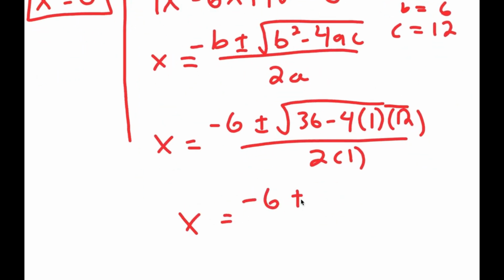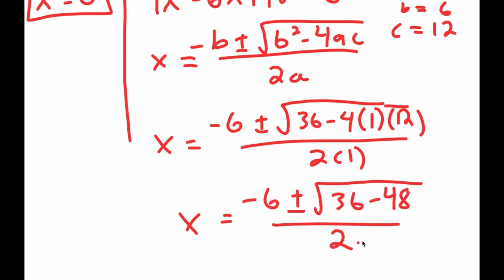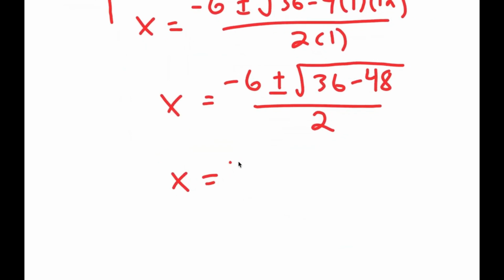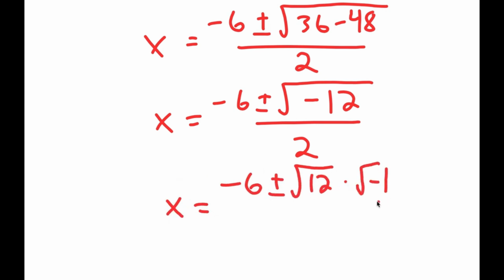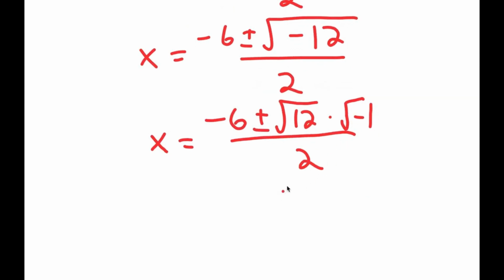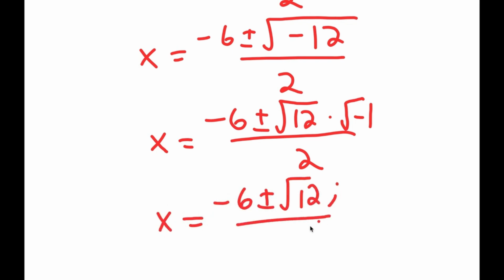And this is equal to negative 6 plus or minus the square root of 36 minus 48 over 2 times 1, which is 2. And this is equal to negative 6 plus or minus the square root of 36 minus 48, which is negative 12, over 2. Now from here, I get negative 6 plus or minus the square root of 12 times the square root of negative 1. And if you guys didn't already know, the square root of negative 1 is the same thing as the imaginary number i. So I get x is equal to negative 6 plus or minus the square root of 12 i over 2.